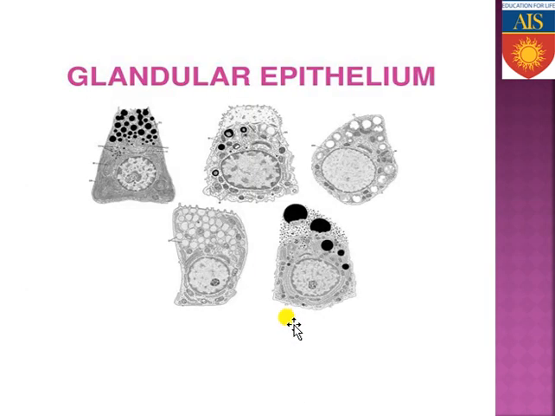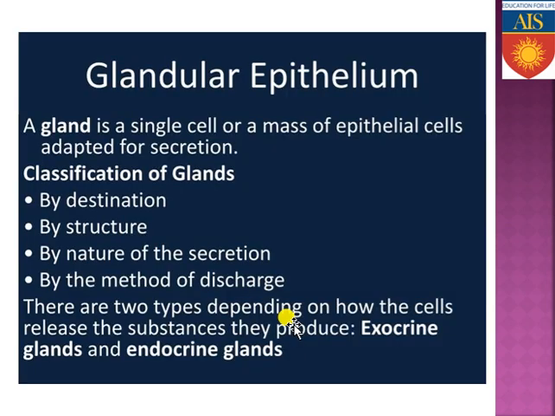Now entering the glandular epithelial tissue, this kind of epithelial tissue is commonly present within the gland, and it is made up of a single cell or it can be made up of a mass of epithelial cells. They are exclusively responsible for secretion, because when they are present within the gland they will be providing the secretion.